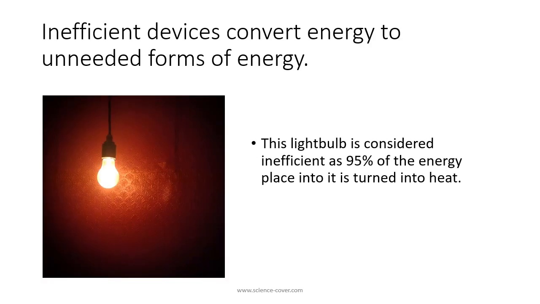Inefficient devices convert energy to unneeded forms of energy. So this old-fashioned light bulb is considered inefficient as it turns 95% of the electrical energy that goes into it into heat. In reality, it's more of a heat bulb than a light bulb.